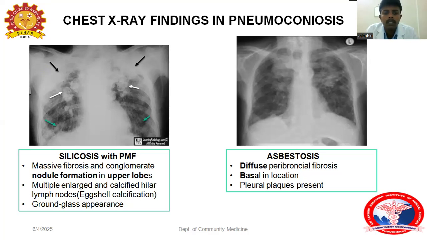In asbestosis, there is a diffuse interstitial fibrosis and its basal location, and there are pleural plates present, and there is a shaggy heart appearance.